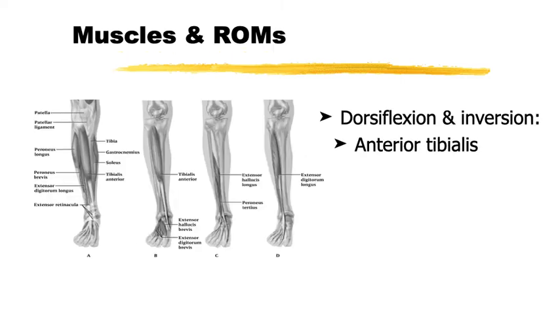And then dorsiflexion and inversion is done by the anterior tibialis, which is on the tibia side of our lower leg. That's the big shin muscle right over your shin. If you do dorsiflexion, you should be able to see this muscle become prominent. It's the big muscle when you're doing dorsiflexion.